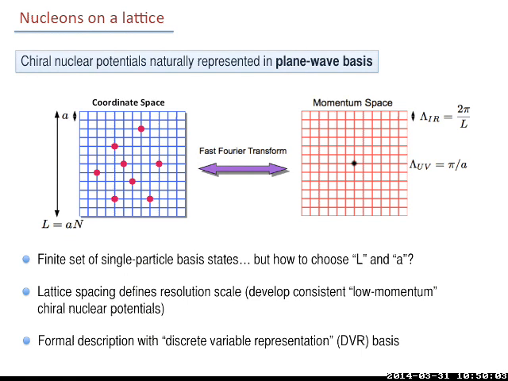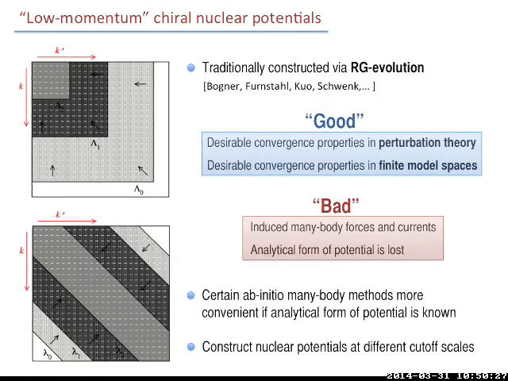So really the question, though, is how to choose values of the box size and the lattice spacing so that you have converged results. This depends, of course, on the underlying nuclear potential that you're using. And so what we wanted to do is develop consistent nuclear potentials with different types of lattices. But essentially all we're doing is just a calculation in a finite model space.